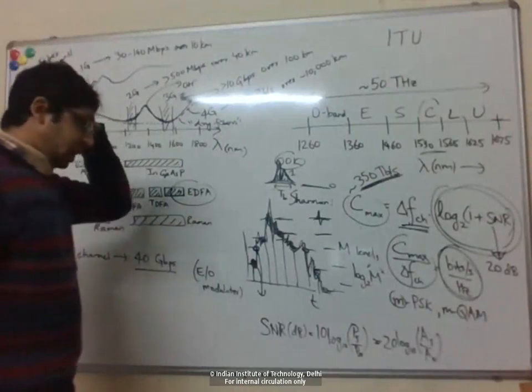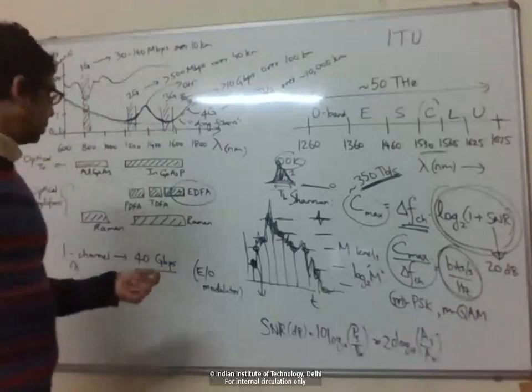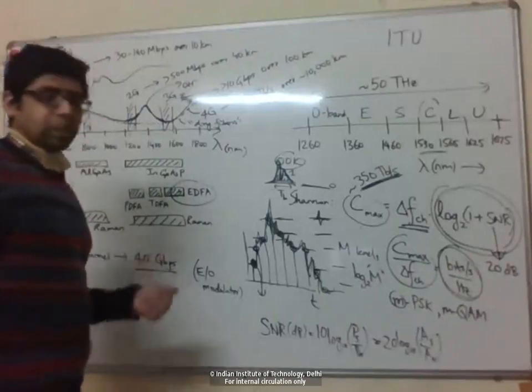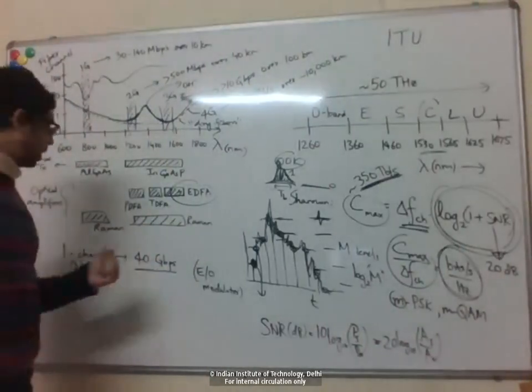People are still working on enhancing these speeds, and nowadays maybe go up to 100 gigabit per second, but roughly the standard is 40 to maybe 50 gigabit per second on a single channel. But this is still a lot of data, right?